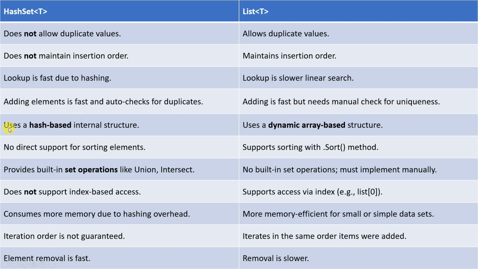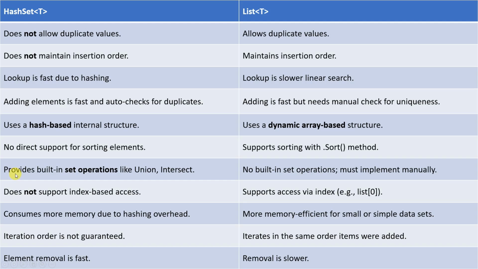The next difference is HashSet uses a hash-based internal structure, whereas in case of the list, it uses a dynamic array-based structure. In case of the HashSet, there is no direct support for sorting the elements, whereas the list provides support for sorting the elements using the Sort method.